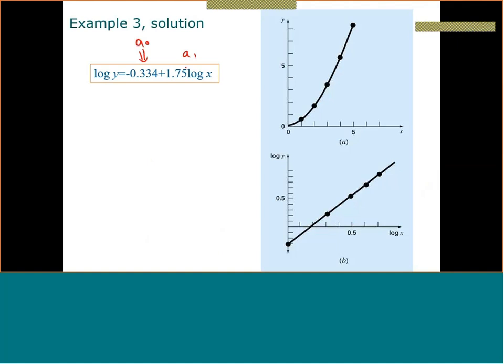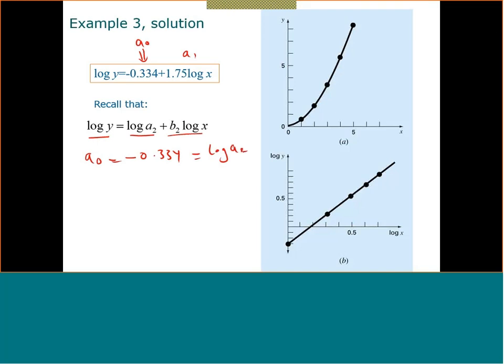So I need to find A0. I will equate my A0, which is minus 0.334, equal to log of A2. How to find A2? A2 equals, raise 10 to the power of each side, so this becomes 10 to the power of minus 0.334, and this is equal to 0.463. This is your A2.